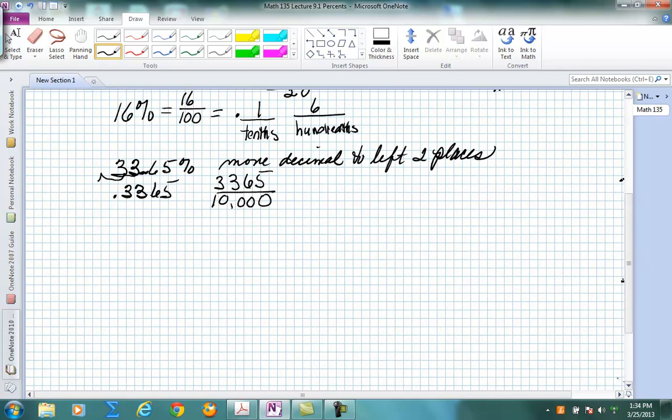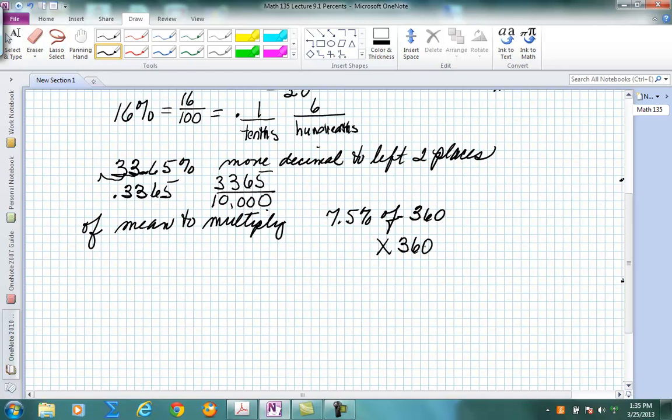Sometimes we have word problems and we need to write them in an equation, so it helps us to solve the problems. Always remember that the word of means to multiply. So if you have 7 5/10% of 360, that means that we're going to multiply 7 5/10% by 360.